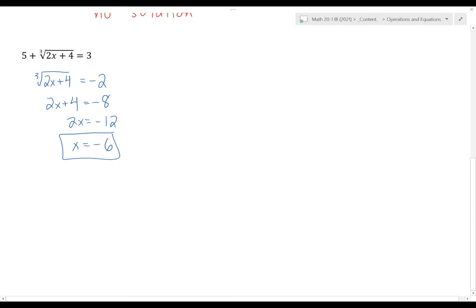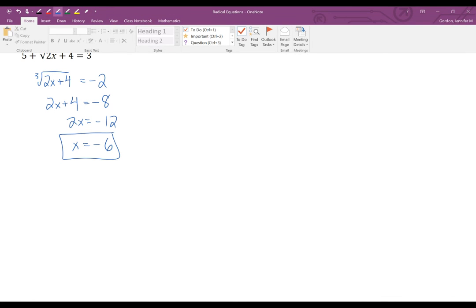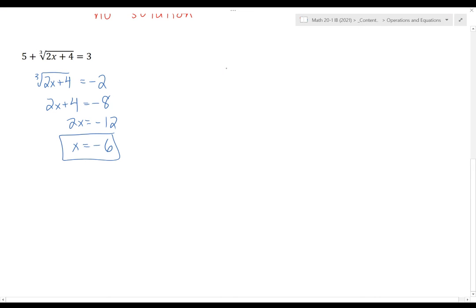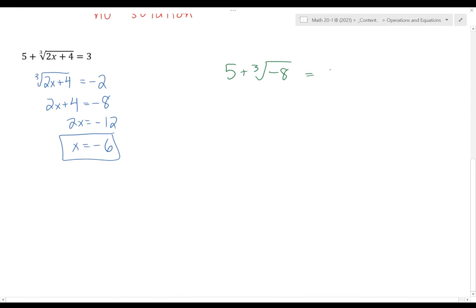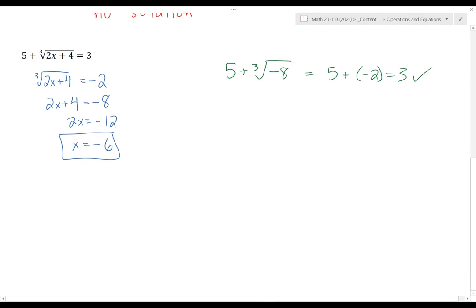Now, you don't have the potential for extraneous roots here, but it's still not a terrible habit to check your answers. So 5 plus the cube root of 2 times negative 6 plus 4, which is negative 8. This is 5 plus negative 2, which is in fact 3. So that works out.